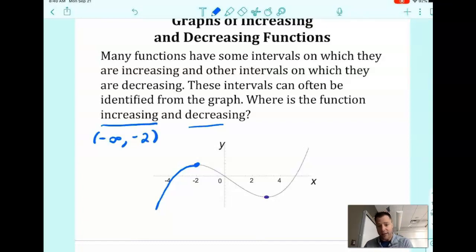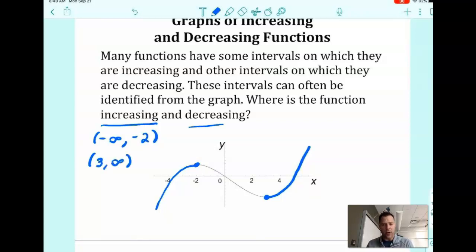Where else is the graph rising? Well, if we look over here, see that blue dot looks like +3, and you can see we're going uphill. It looks like it just continues on. Now there's no arrows, so I'm going to assume it's just going to keep going to infinity. So from 3 until infinity.